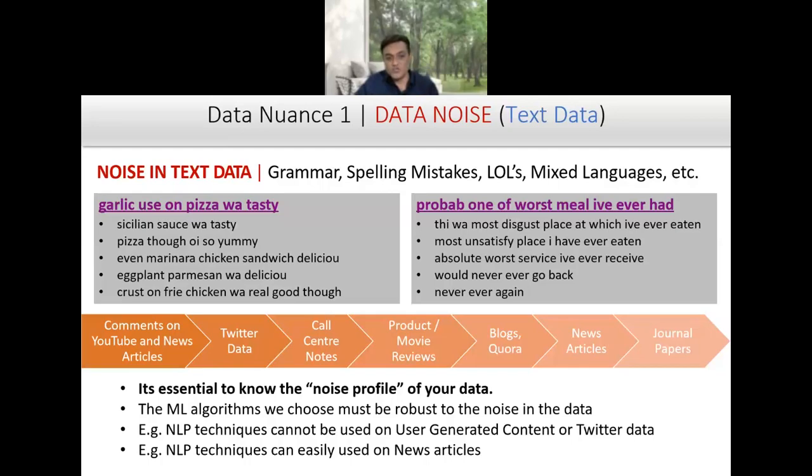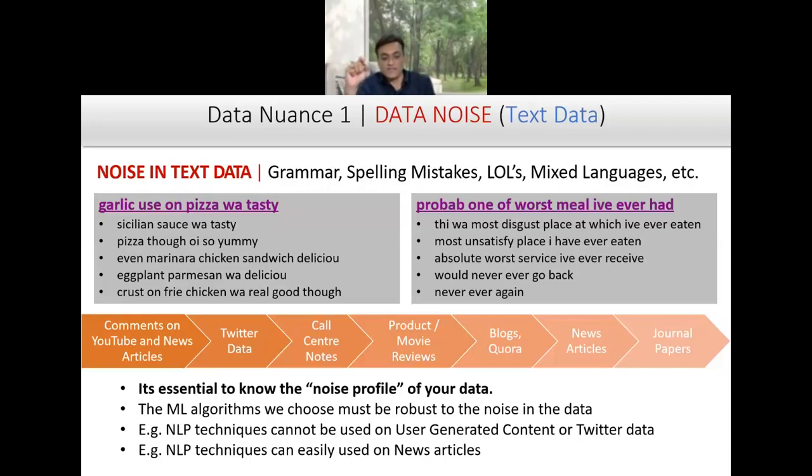So it is essential to know the noise profile of your data, how noise has been mixed up, how it is to be corrected, or maybe how you can take a better decision even without correcting them. We understand, okay, this was the first line, garlic use on pizza was tasty. And S is missing, but I was able to read that, and everybody can read that perfectly. Even we correct the sentence, and we pronounce it correctly while reading it. So that is the job of a machine learning engineer or an NLP designer, natural language processing designer, to understand the noise profile. The machine learning algorithm we choose must be robust to noise in the data. It has to work on those noisy data also.